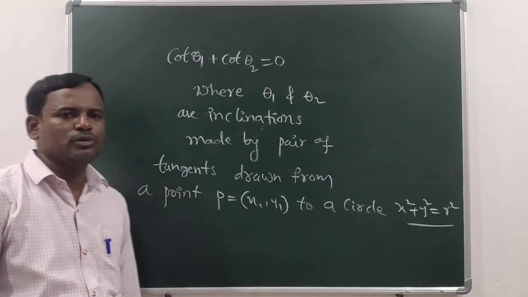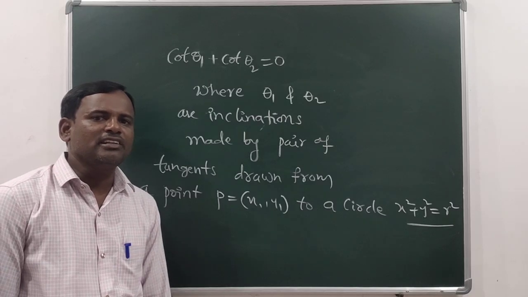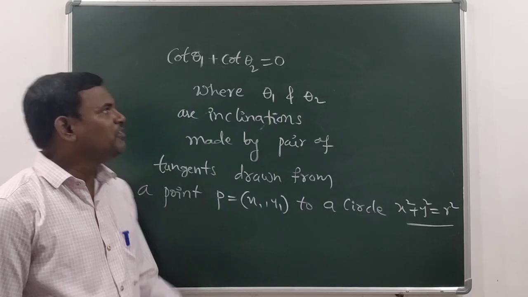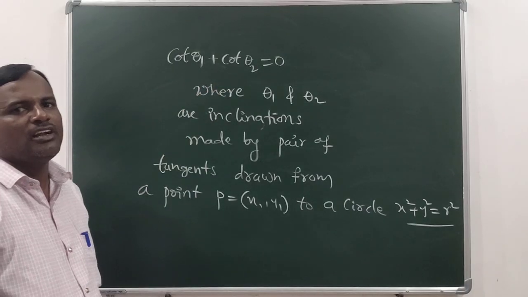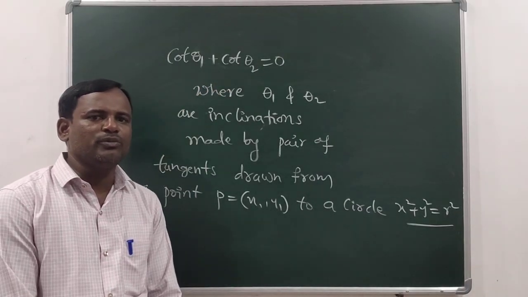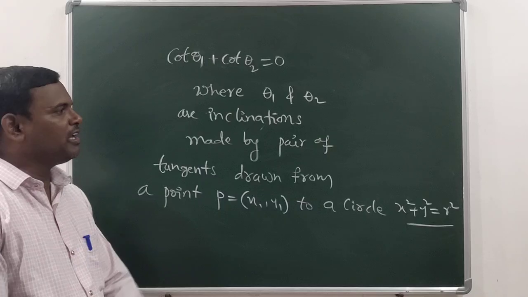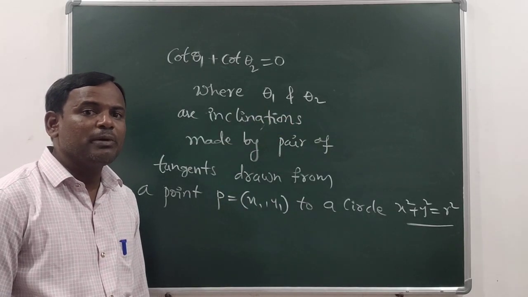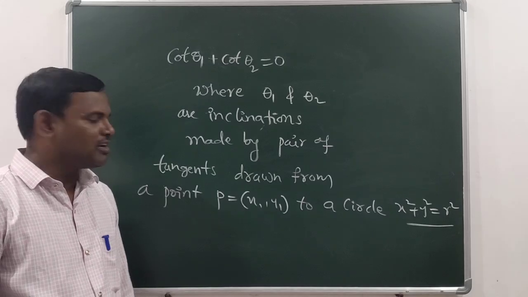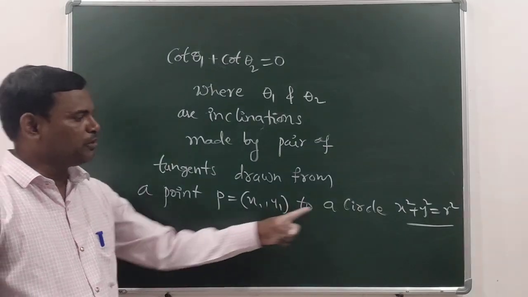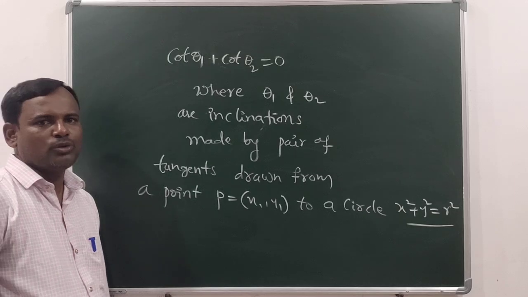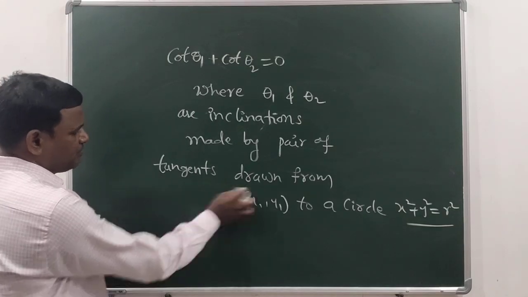I hope you have understood this question. Find the equation of the locus of a point which satisfies the relation cot theta 1 plus cot theta 2 equal to 0, where theta 1 and theta 2 are called inclinations made by the pair of tangents drawn from this point to that circle. Now let us see the solution for this question.